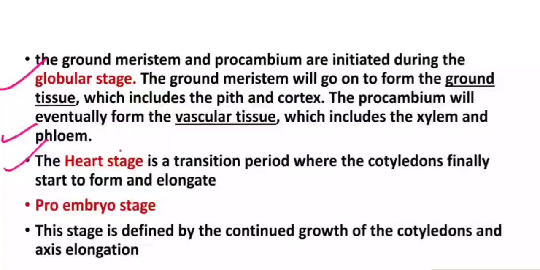Now, after the 2-cell and 8-cell stage, there will be the globular stage. Here the ground meristem will go on to form the ground tissue which includes pith and cortex. आपने +1 में अगर याद हो pith और cortex structures की हुई हैं, how it is built up in the different parts of the plant. The procambium will eventually form the vascular tissue or the conducting tissue, xylem and phloem. Then the heart stage will be formed. This is the transition period where the cotyledons finally start to form and these will elongate. And then a pro-embryo stage, which is defined by continuous growth of the cotyledons and axis elongation, will take place.